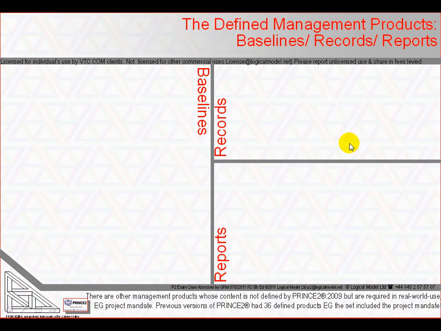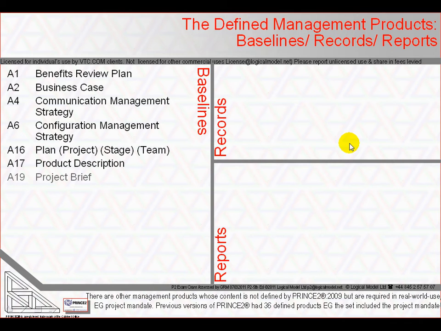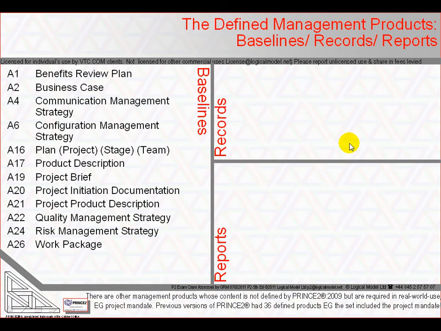26 of the products are given templates in Appendix A. Others, such as role descriptions and follow-on action recommendations, or the project mandate, are named and discussed, but not defined in Appendix A. The 26 templates fall into three broad categories: baselines, records, and reports. Here are three important definitions. Baselines are those that define aspects of the project and once approved are subject to change control. All of them except the team plan are baselined by approval from the project board in a DP activity.